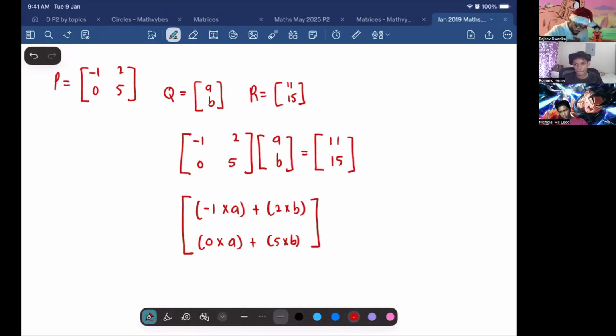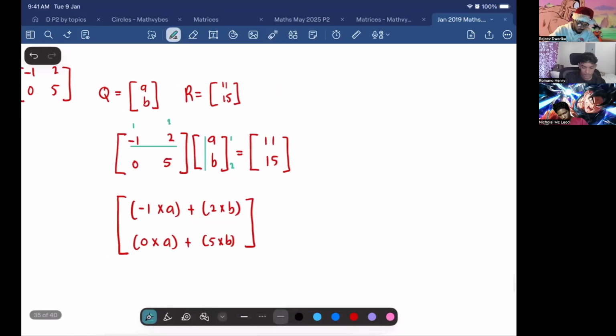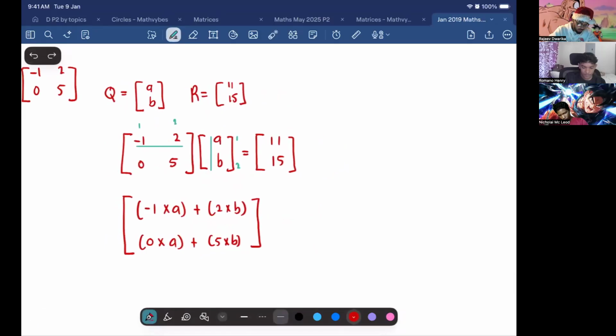So if anybody looking at this is confused, when you multiply matrices, it's rows by columns. So if you look at this row, that's the first row, and you're going to multiply it by the only column you have. So this is the first element here, this is the second element. You would say minus 1 by A, and you would add that to 2 by B. And then you would do the same thing for the 0 and the 5. And this is equal to what again? 11 and 15.